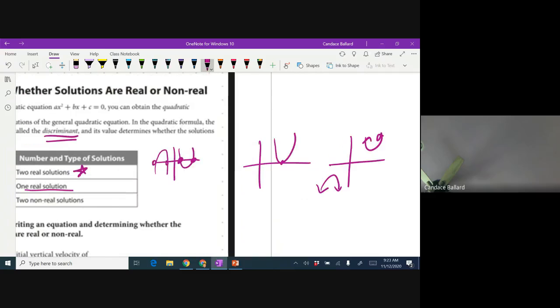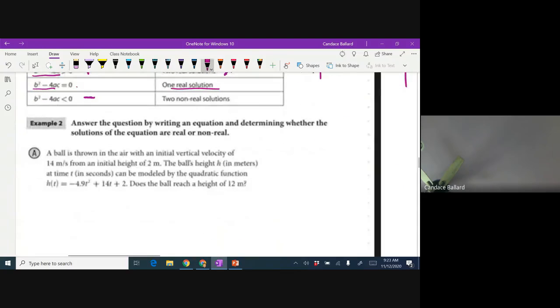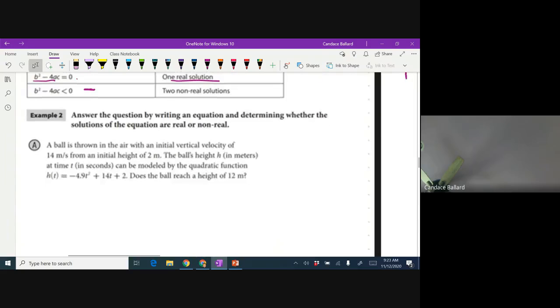All right. Answer the question by writing an equation and determining whether the solutions of the equation are real or non-real. So they put this in the context of a word problem. I put maybe 2 of these on the homework just to give you an idea. I think there were a couple that didn't have the word problem where you have to do the discriminant on the homework. And I threw a couple of completing the squares onto this assignment, since HMH wasn't working for me the other day.